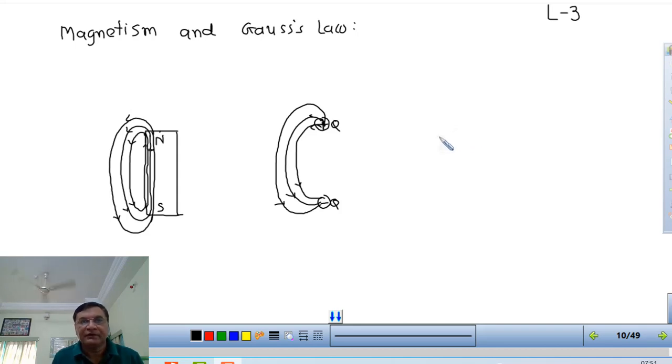So once again, welcome to this third lecture on magnetism. In the last two lectures, we have discussed permanent magnets, bar magnets in comparison with the solenoid. Then we derived the formula for the periodic time. We compared solenoid, bar magnet, and electric dipole.